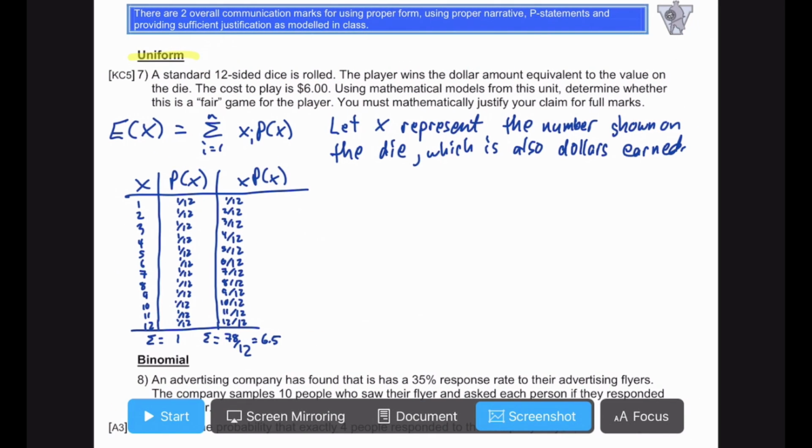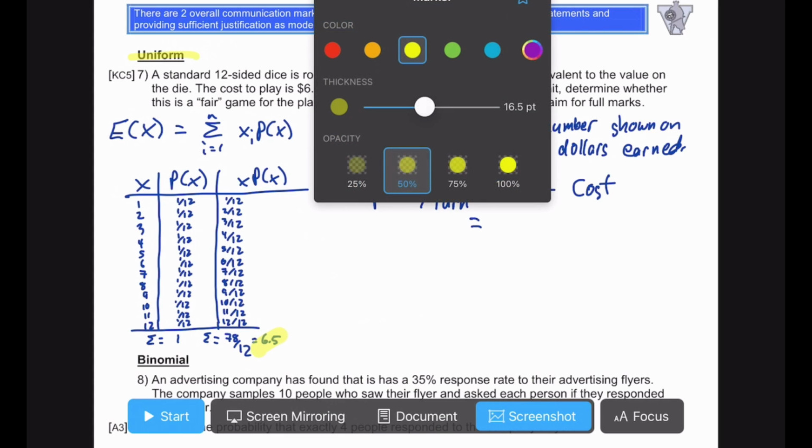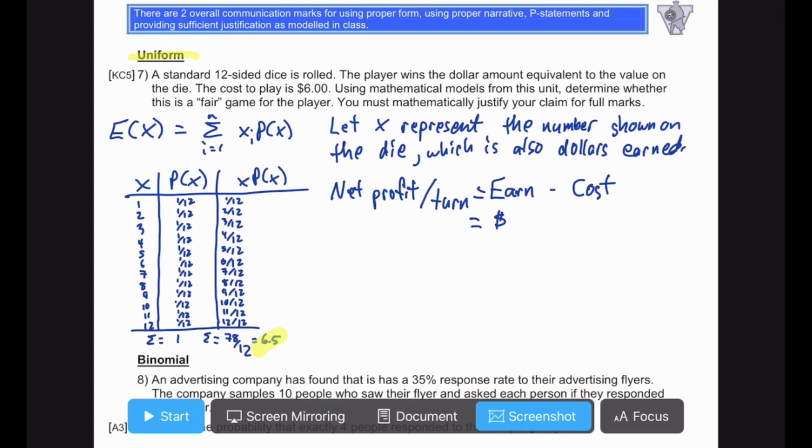All right, what do we know about our expected winnings per game? So like what's our net profit? So we can express it that way. So net profit per turn is our expected value, so our earnings minus our costs. How much are we expected to earn in each turn? Well, 6.5. So expected value is how much we expect, or the average amount that we will win on a given turn. So $6.50 minus how much are we spending to play? The cost to play is $6. So minus $6. So the expected net profit per turn is 50 cents.